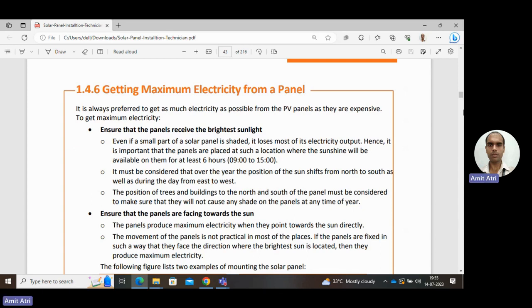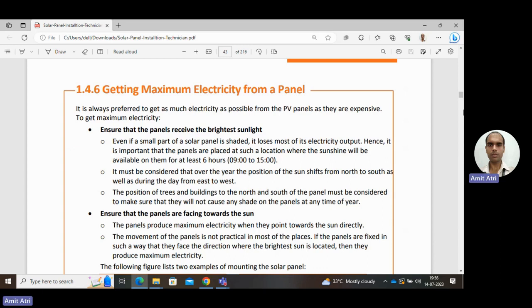Next, it must be considered that over the year, the position of the sun shifts from north to south, as well as during the day from east to west. So we have to take that into consideration, because the direction of the sun throughout the year is also changing, and also daily from east to west. So we have to make provision for both. Where the sunlight is available for the maximum time, in that direction and inclination, we have to make the position of our panel.